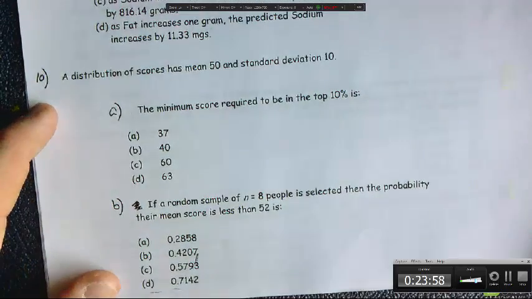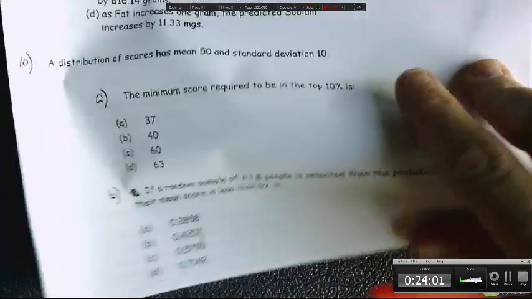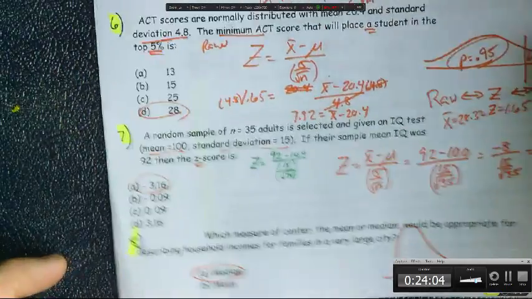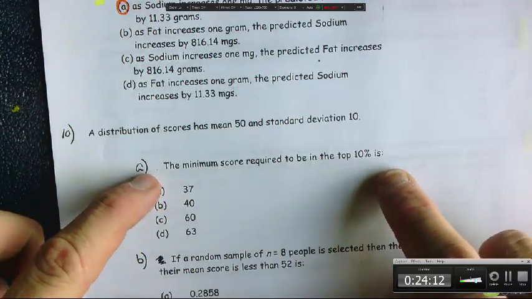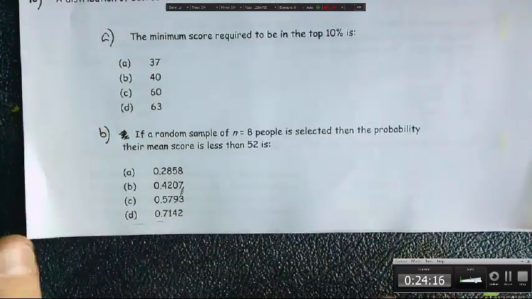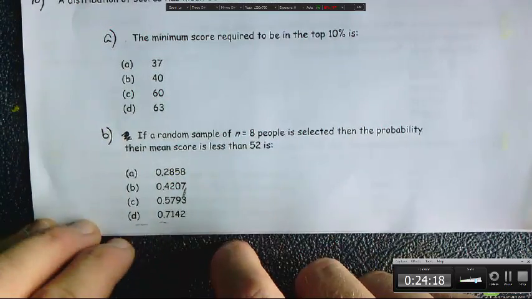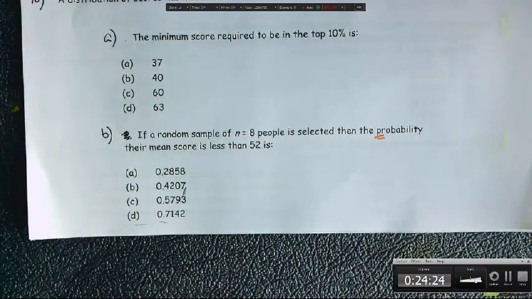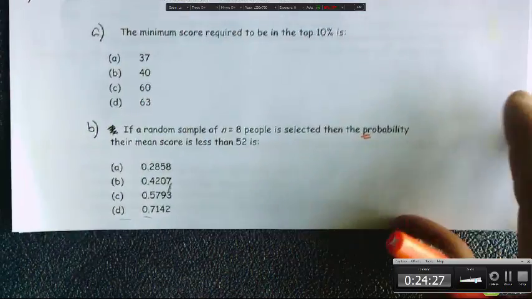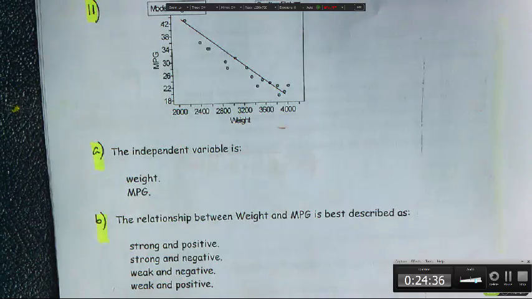Guys, I want to skip number 10. Here's why. We did number 6 and 7, right? We'll come back to number 10 if we have time. But if you notice, instead of being the minimum score required to be in the top 5%, it's the top 10%. And then the second one deals with a random sample of n equal, and it's not asking for a z-score, it's asking for a p-value because of the term probability. I have to work them out real quick. We'll come back to them. My intention is to get back to them, but we've already done one similar to it. If we don't get to it, I'll record the rest of the review.